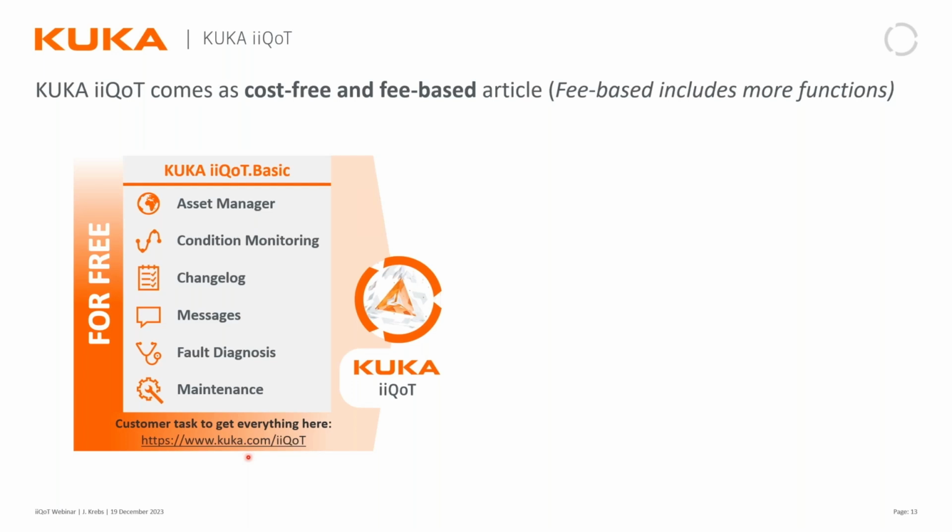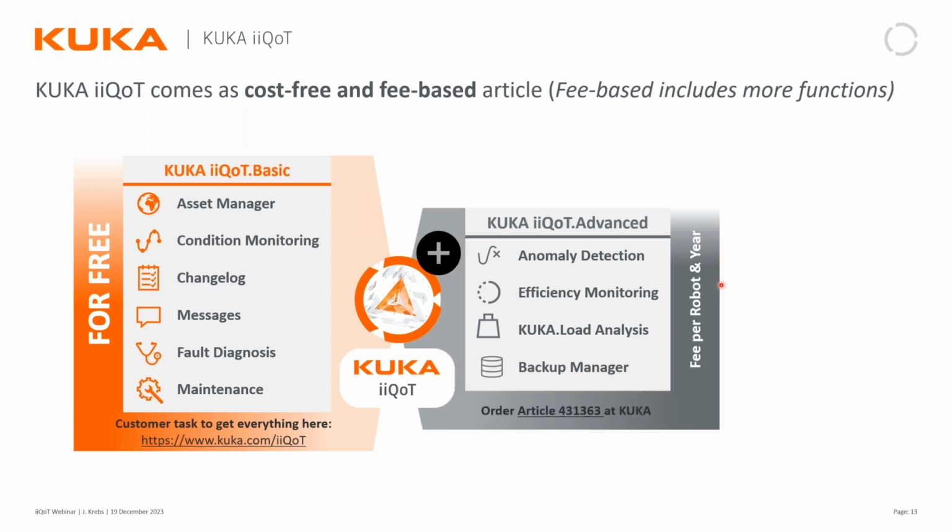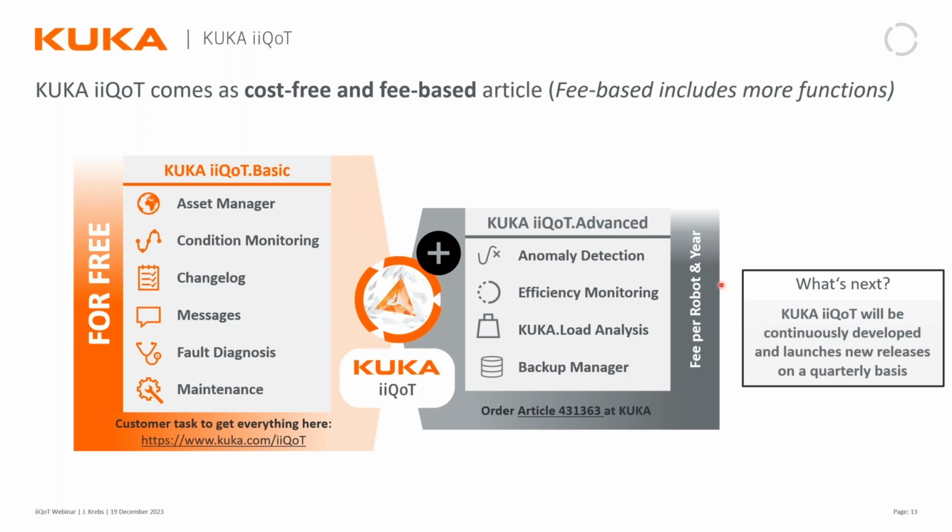If you have trouble on the way to set up the gateway or have other concerns, then of course you could reach out to KUKA and we will get in contact with you in order to help. But it is all there for you to use, consume, and install. On the fee-based article, we do have some modules which are fee-based. So we have a fee per robot per year. So you have to repurchase that if you want to continue consuming that article. Of course, this article has a number, and you just order it from KUKA as any other product and any other article.